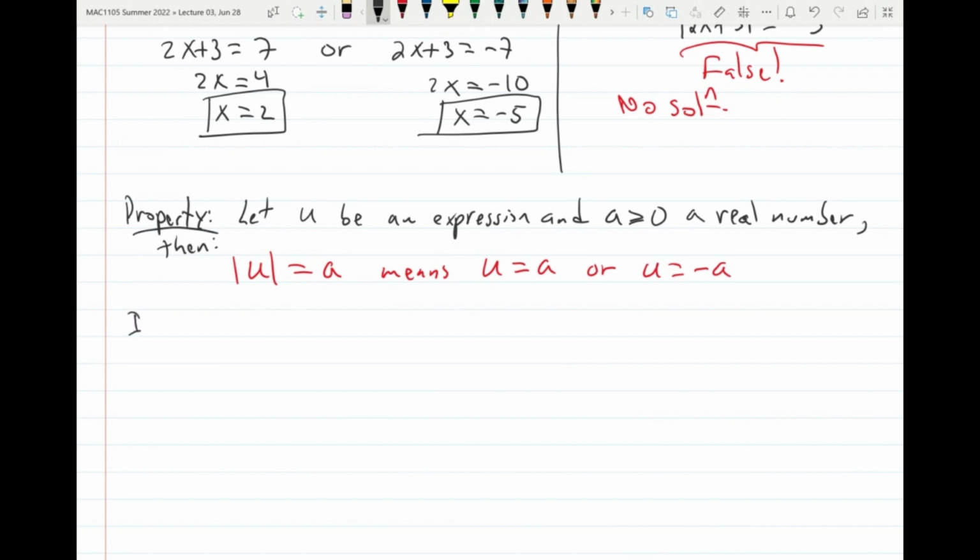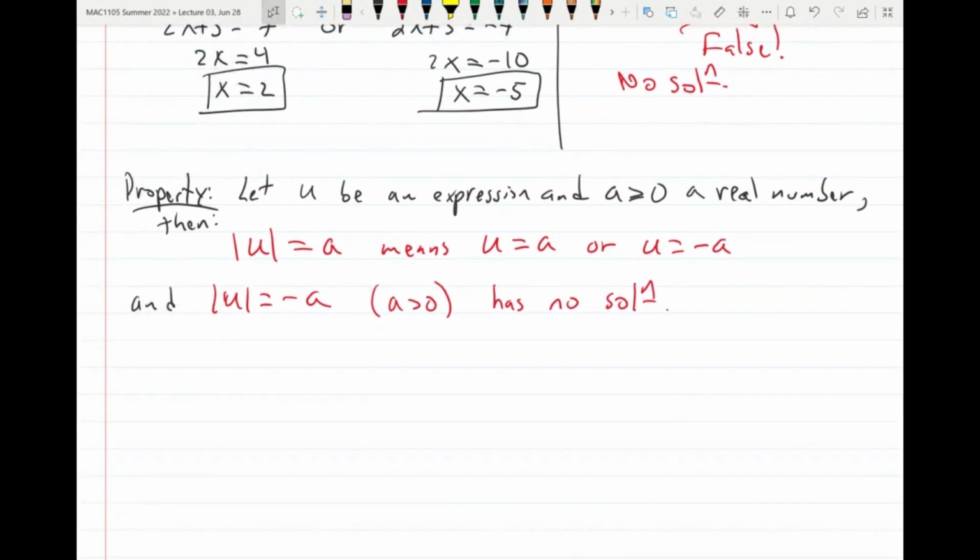And then the equation absolute value of U equals negative A, because A is non-negative, assuming that A is positive, when I put the minus, then I truly have a negative number here. So if this happens, then this has no solution. Okay, just summarizing what we just discussed. Questions?